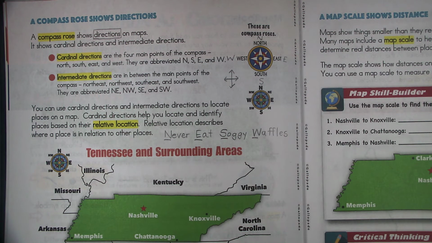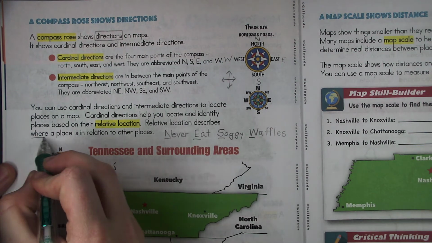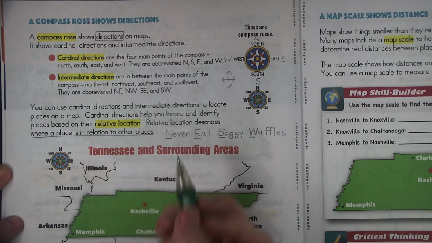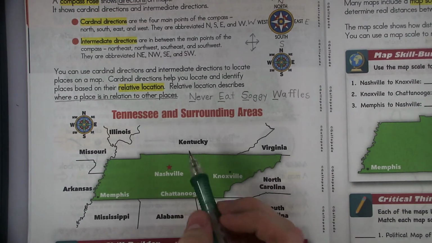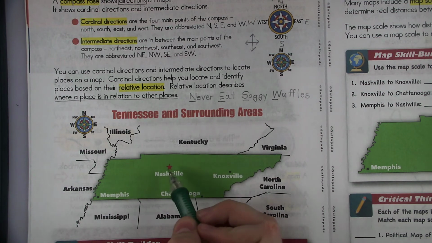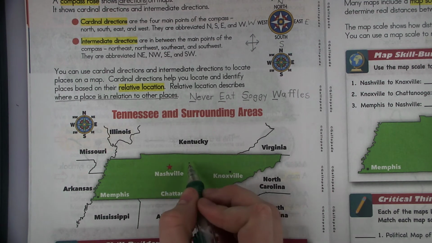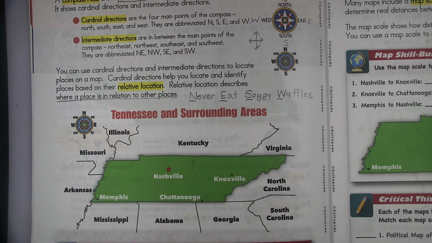Cardinal directions help you locate and identify places based on their relative location. Relative location describes where a place is in relation to other places. So, for example, if you say Kentucky is north of Tennessee. So here's Tennessee, here's Kentucky, you would have to travel north.